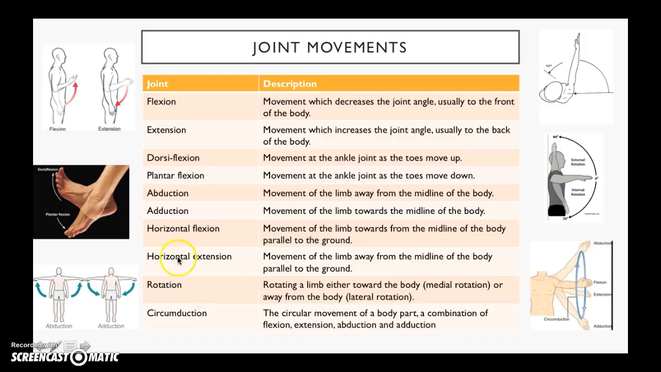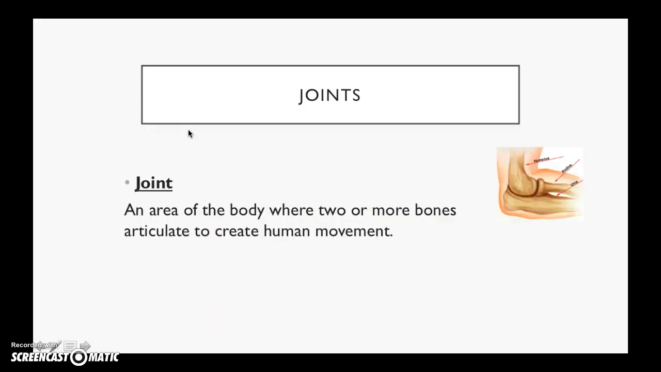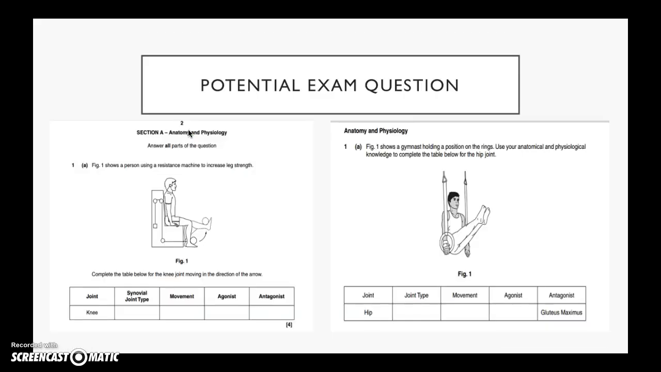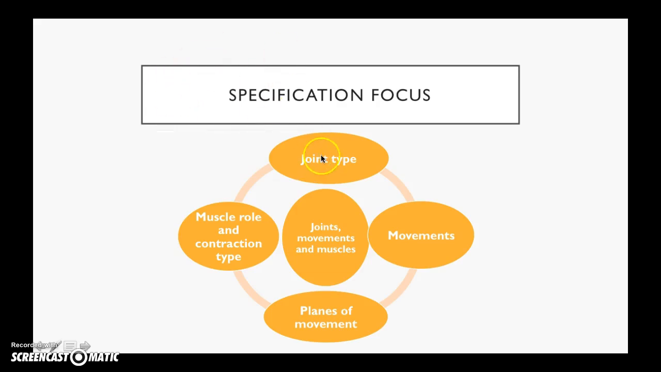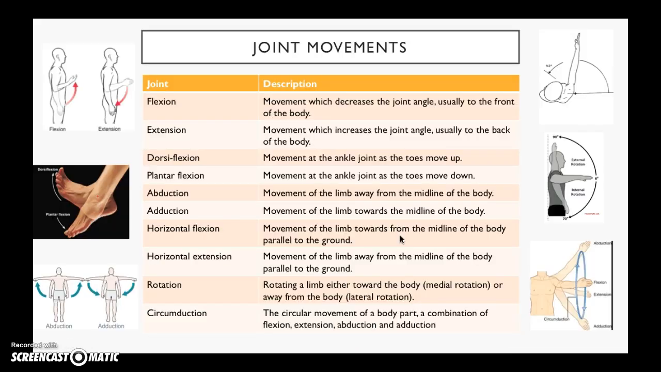Going on. Next thing we have to look at, if I just go back to here, if we look at your key focus here, we've looked at joint types, and now we've got to look at movement. Okay, so that is the key thing we'll be going on to now. So joint movements then, what movements can take place.